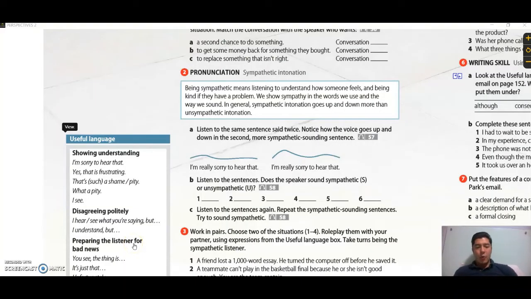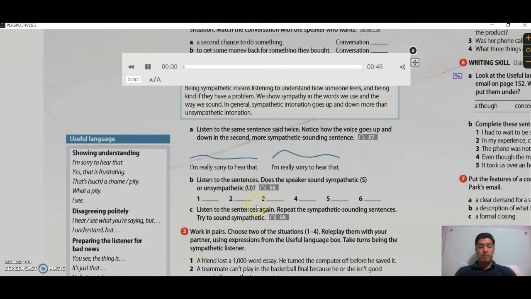Okay guys, so we listened to exercise B, where it says listen to the sentences. Does the speaker sound sympathetic or unsympathetic? Using the audios, I think the first one, "I'm so sorry to hear that," is sympathetic. He sounds more sympathetic than the other examples. So the first one would be sympathetic, an S.